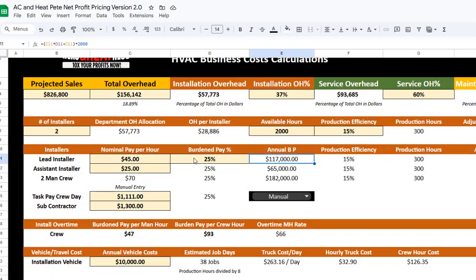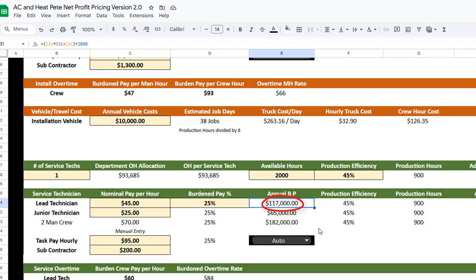But the point is this. Let me show you this. Whether this lead installer, AC and heat pump, whether this is me making $117,000 based on my $45 an hour in my install department, or whether I'm doing it down here in my service department, I need to make sure that the monies that I'm charging for my time between those two departments totals $117,000. If not, back it on overhead, right?